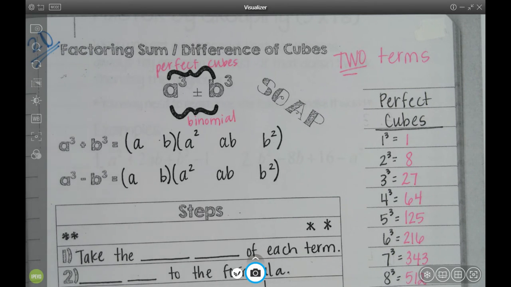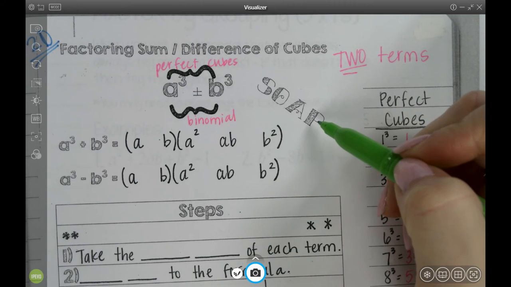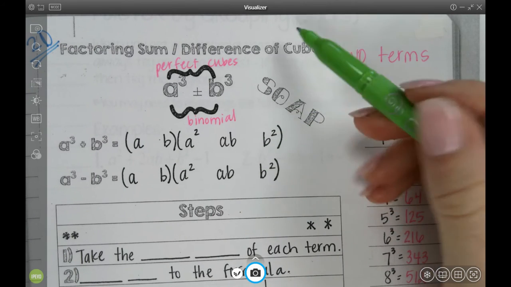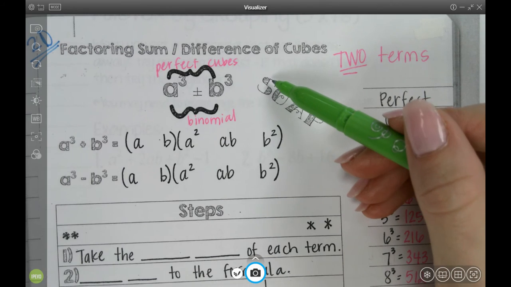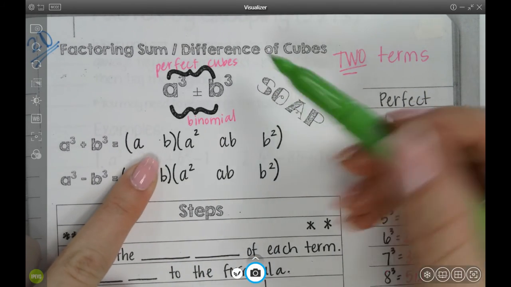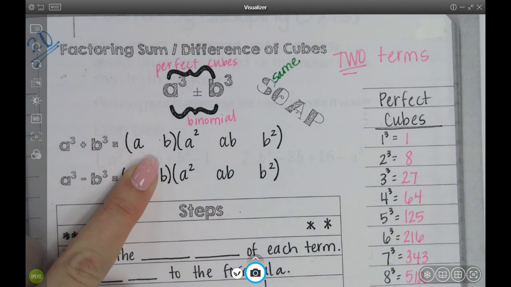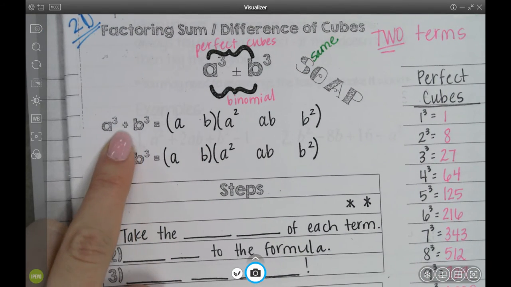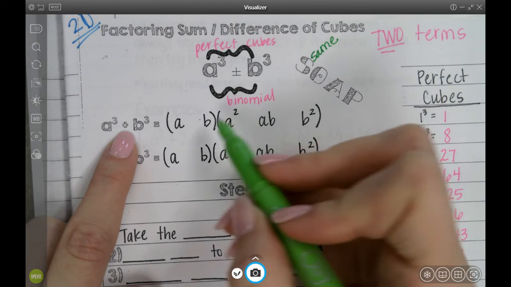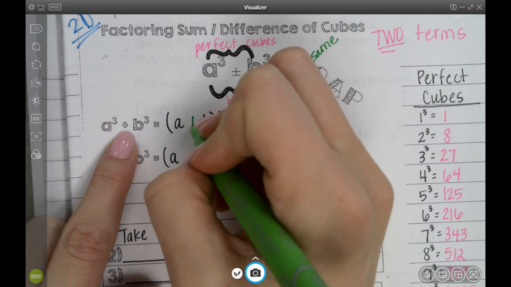So you may be wondering why the random word soap is right there. And the reason is soap is a way to help you remember this formula, right? So this tells you how to do the signs in your formula. So the signs in your formula, the first sign is always going to be the same as the sign in your expression. So this expression has a plus, so my first sign in my formula is going to be a plus.